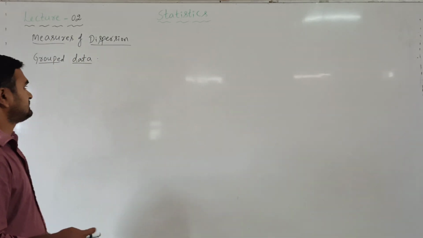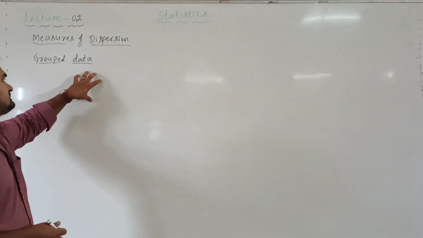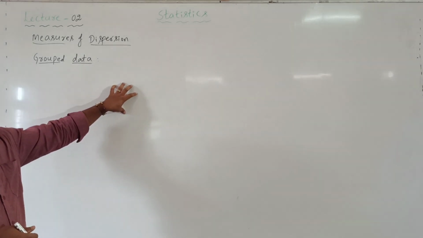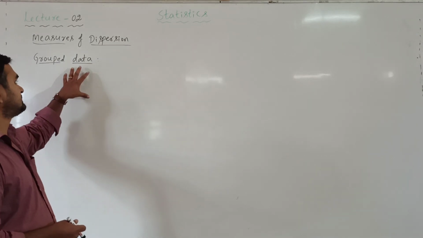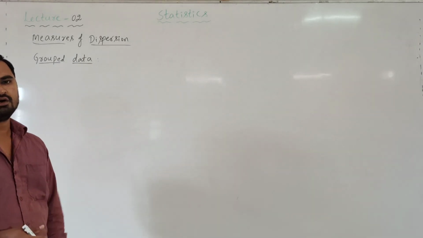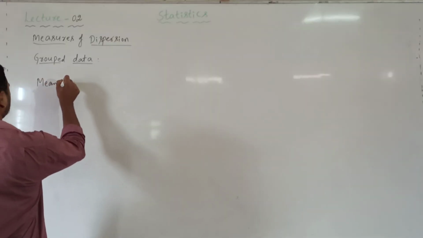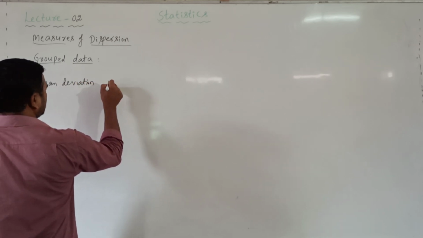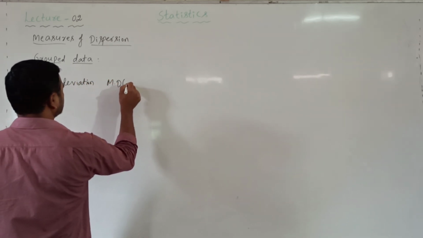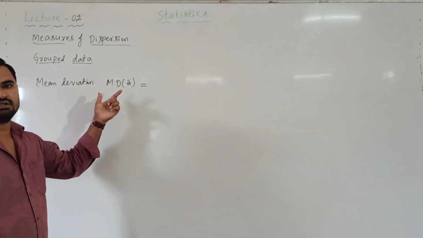Okay. So in case of grouped data, they will be given the observations and the frequencies. Using these observations and frequencies, how do we find the mean deviation? So first we see mean deviation about the mean.